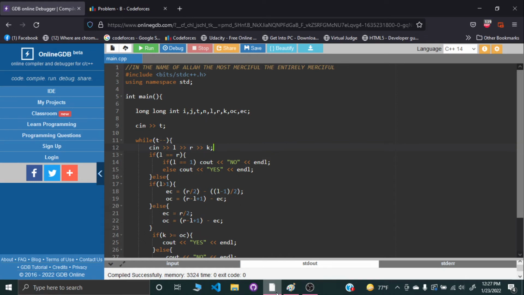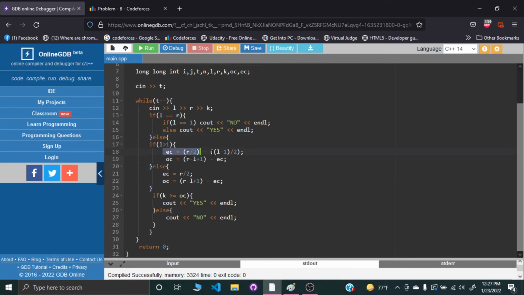If it is already 1, the answer is no, because you cannot make any operations, and thus the GCD of the whole array would be equal to 1. Otherwise the answer would be yes, because it's not 1, so the GCD would not be 1. That was the slight edge case here. And apart from that, what I did was try to find out how many even and odd numbers are within a range.